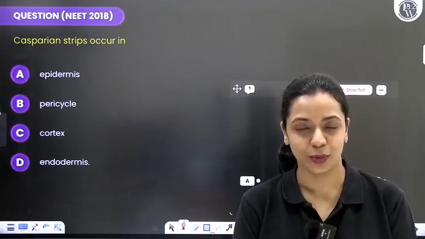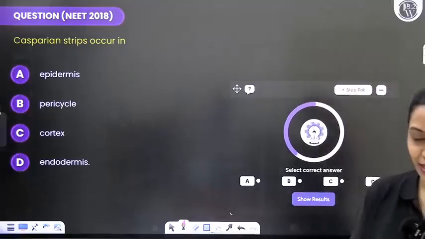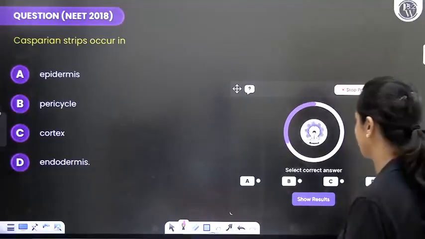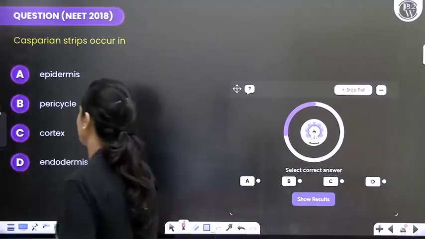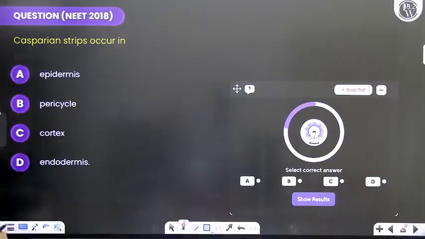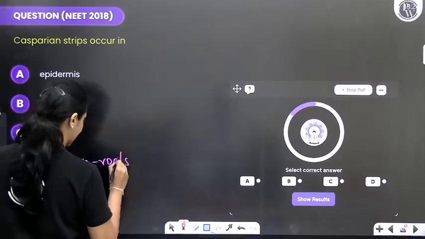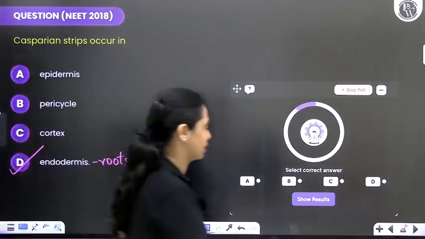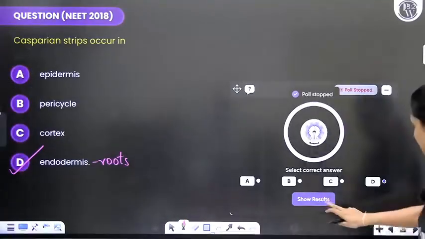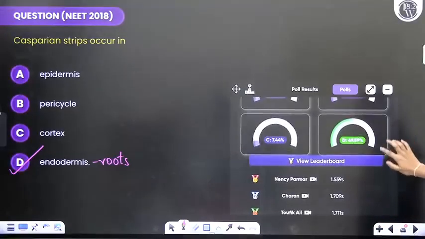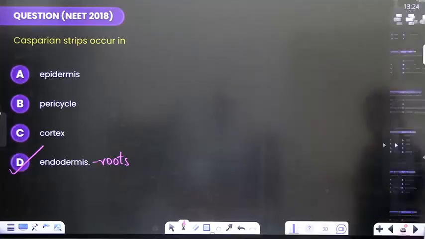So you can do the rest of the questions. Try it and post your answers in the comments. Where do we find Casparian strips? Casparian strips are found in the endodermis of roots. So option D is the correct answer. 50% only. Nancy, Charan, Taufik, top 3.